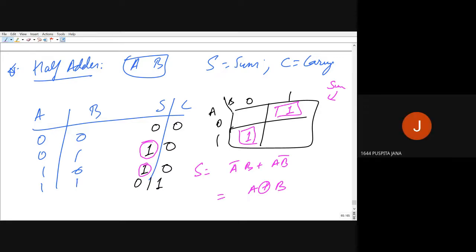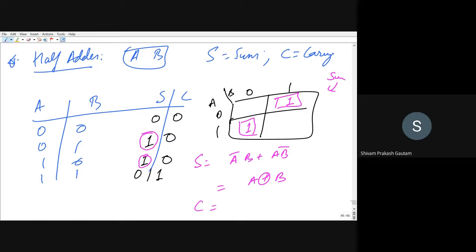Yes, sir, understood. Okay. Now for carry, what will be the expression for carry? If you see carry, it will be nothing but an AND gate, that is A multiplied by B. Whenever both are 1, your carry will be 1. So this is for carry and this is for sum. Is it understood?